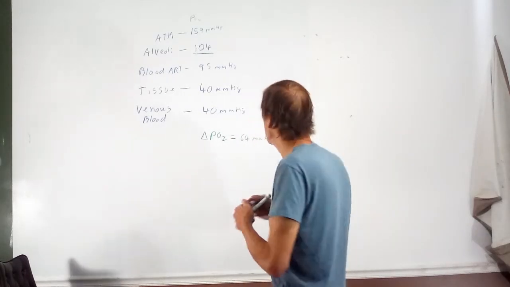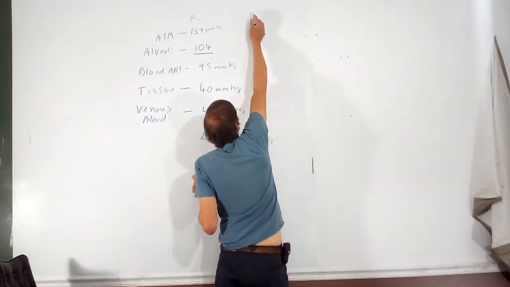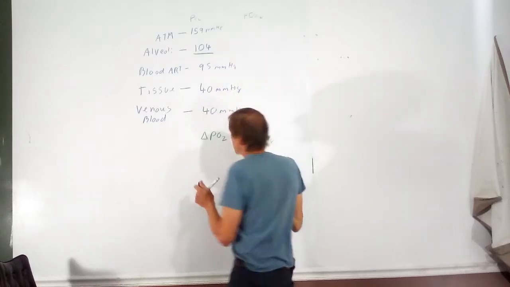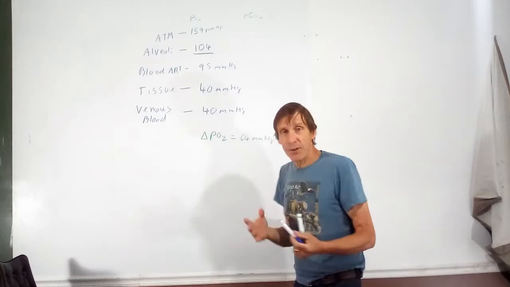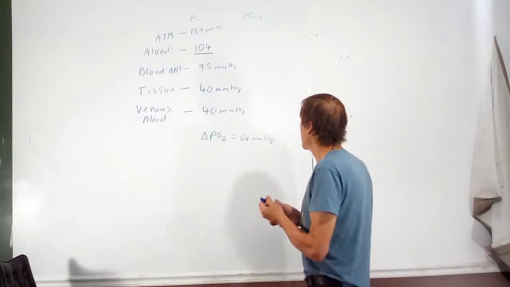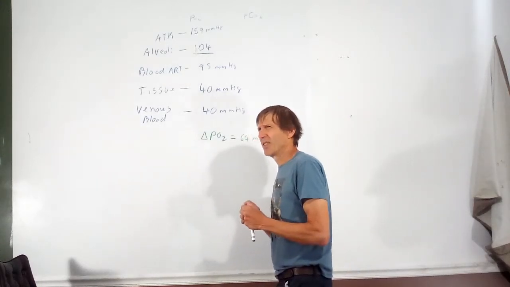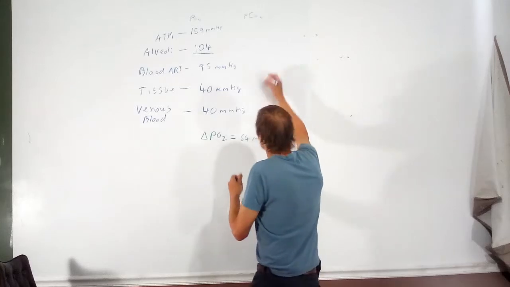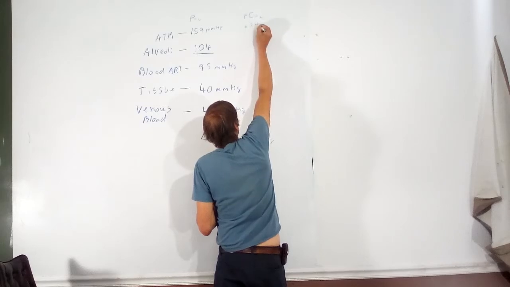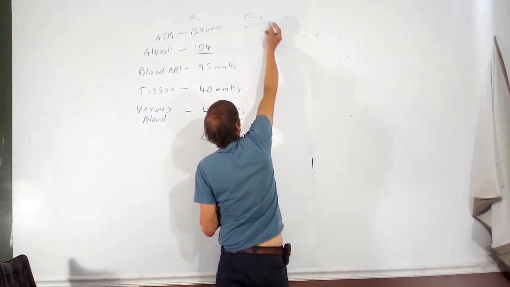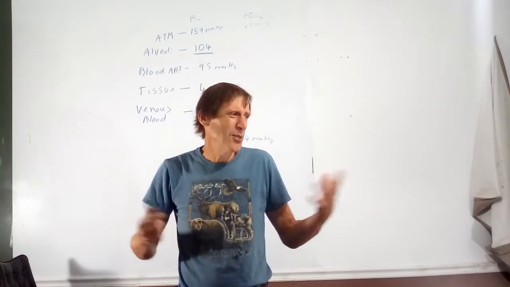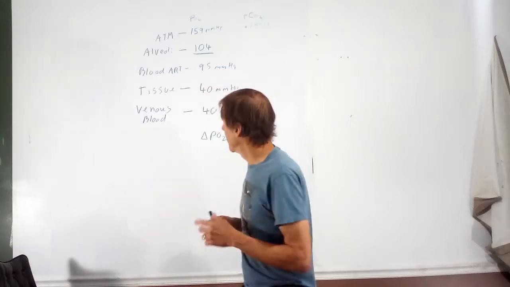Now, quickly, let's look at CO2. PCO2, it's a gas. You can measure its partial pressure. Of course, there isn't much carbon dioxide in the atmosphere. It's a very low concentration, 0.04%, somewhere like that. The partial pressure of CO2 in the atmosphere is about 0.3 millimeters of mercury. That's the partial pressure of CO2 in a typical open atmosphere.